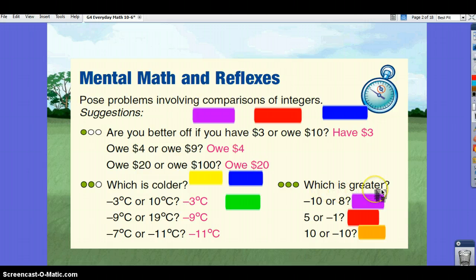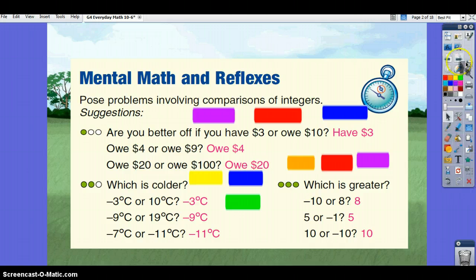Which is greater? To have a negative $10 in your bank account or to have 8? 8. To have 5 in your bank account or a negative 1? 5. $10 or a negative $10? $10.